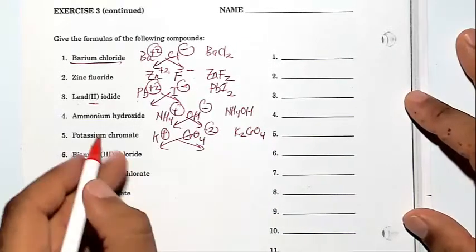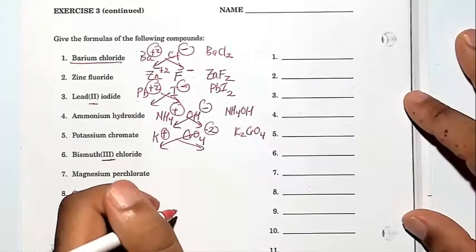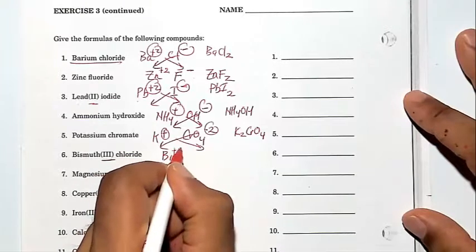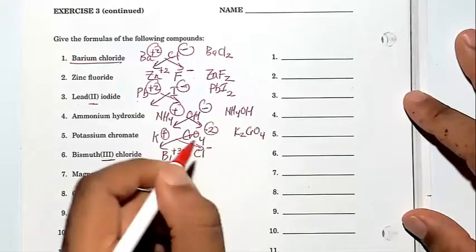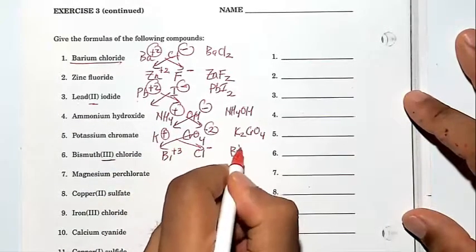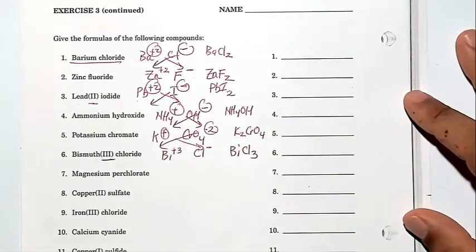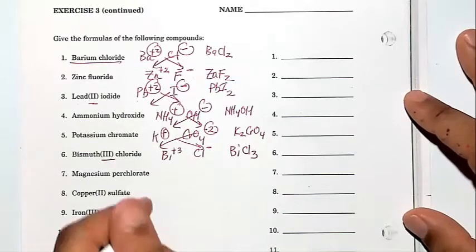Bismuth(III) chloride. I like this problem here because it tells us bismuth is a transition metal. Bismuth is going to be +3. Chloride is Cl-, so this is going to be BiCl3. Okay, all ionic compounds are doing the switcheroo.